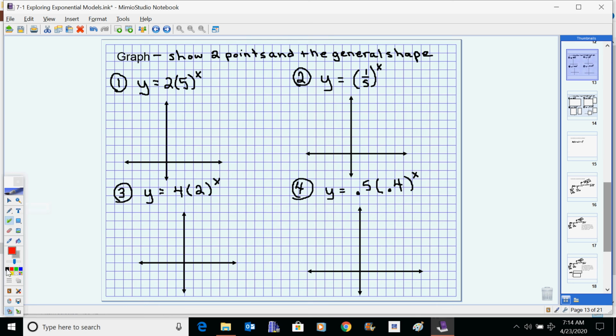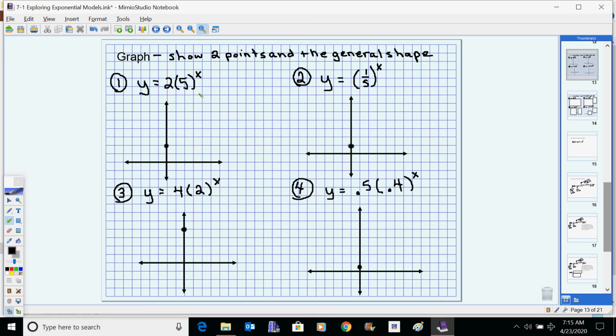And we know the y-intercept is easy to find. It's just this number right here. So this one, your first point to graph would be a 2. This one, the first point to graph would be a 1. This one, your first point to graph would be a 4. And then this one, our first point would be a half.